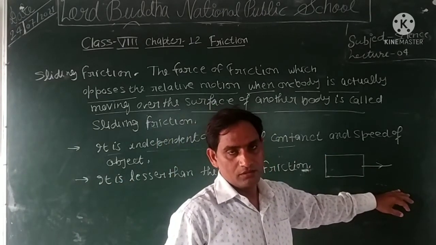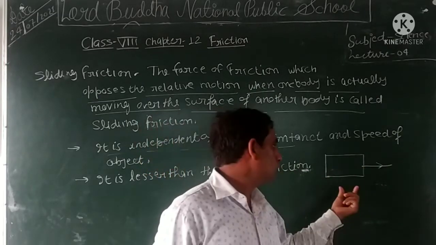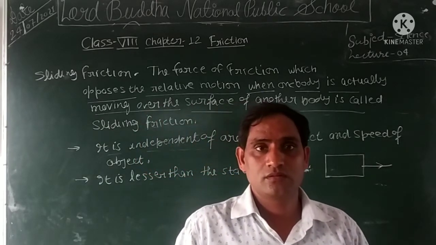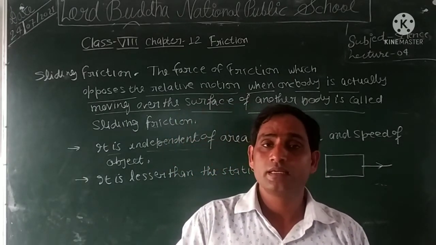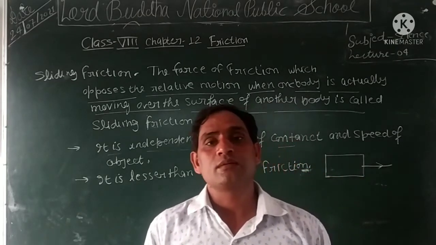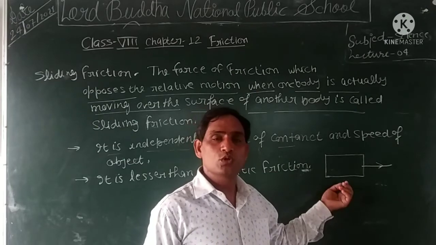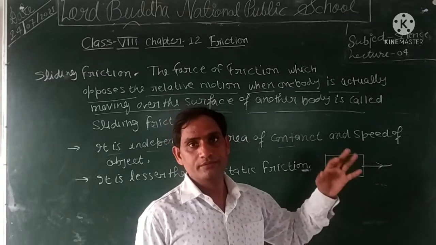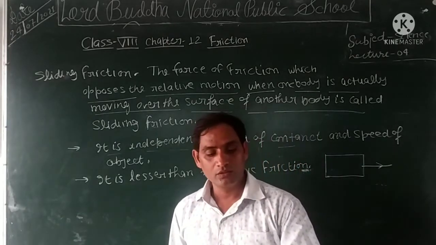As we know that the friction which comes into play in the rest position of an object, that is static friction, and the friction which comes into play when the object is in motion, that is kinetic friction, and when the object is sliding, then it is termed as sliding friction. So this example shows that sliding friction is less than the static friction.